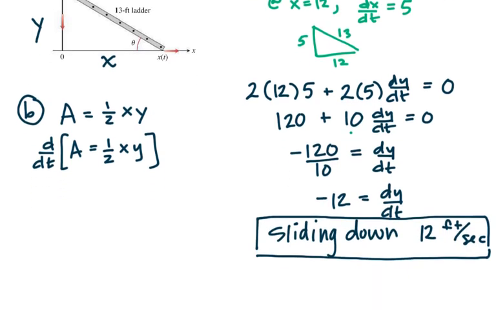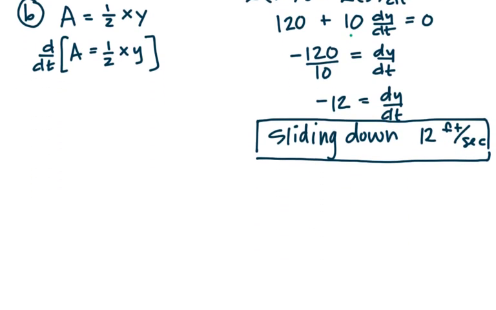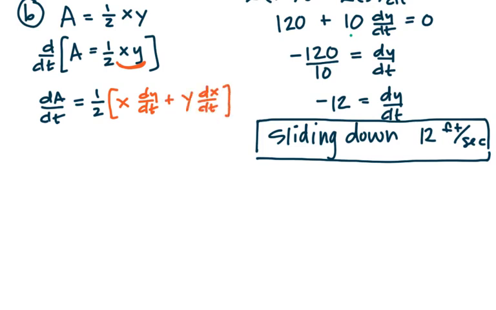So the derivative of area with respect to time is going to be dA/dt equals 1/2. And then in order for us to find the derivative of xy, that's x times y, we're going to need to use the product rule. So my product rule for the derivative of xy, I've got x times the derivative of y, dy/dt, plus y times the derivative of x, dx/dt. So dA/dt equals 1/2 x dy/dt plus 1/2 y dx/dt, because we distribute.